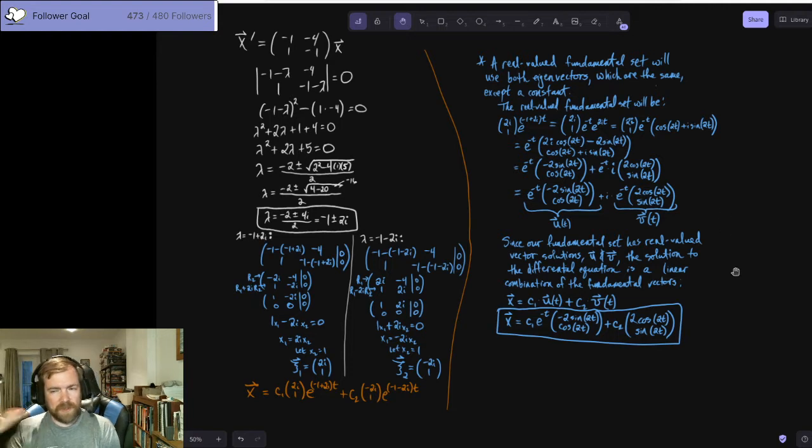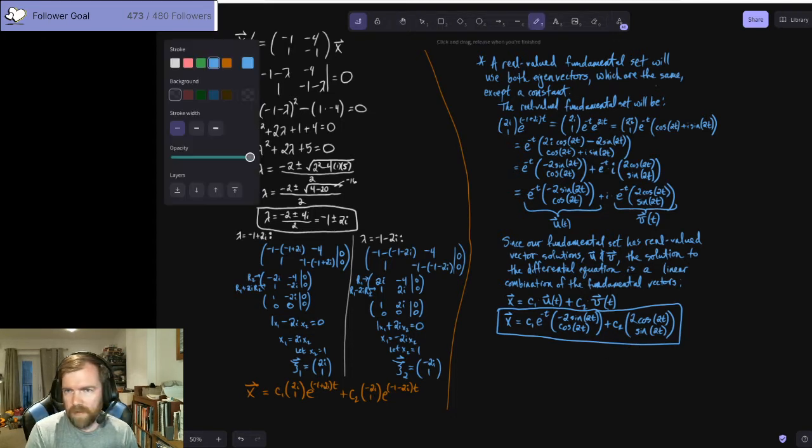So since our fundamental set here has real valued vector solutions u and v, then the solution to the whole differential equation is going to be a linear combination of those fundamental vectors. So we end up with c1 times e to the negative t times our first vector that we had, u, plus c2 times our v vector. That should also have an e to the negative t in there, so I forgot to put that in.